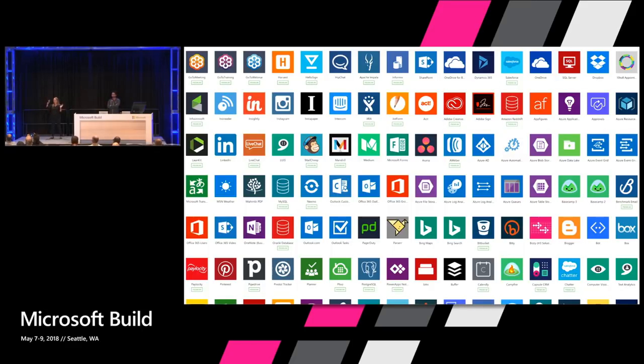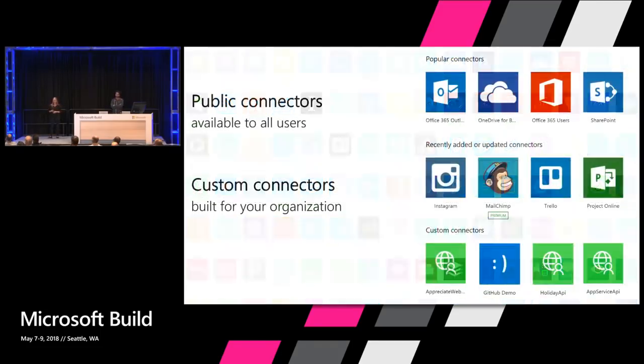You can just see from the number of colors on the screen how many different sources we connect to. Now, of course, we don't connect to them all. And so, if you have a service or something that you want to see in Flow, this is really where our custom connectors come in.